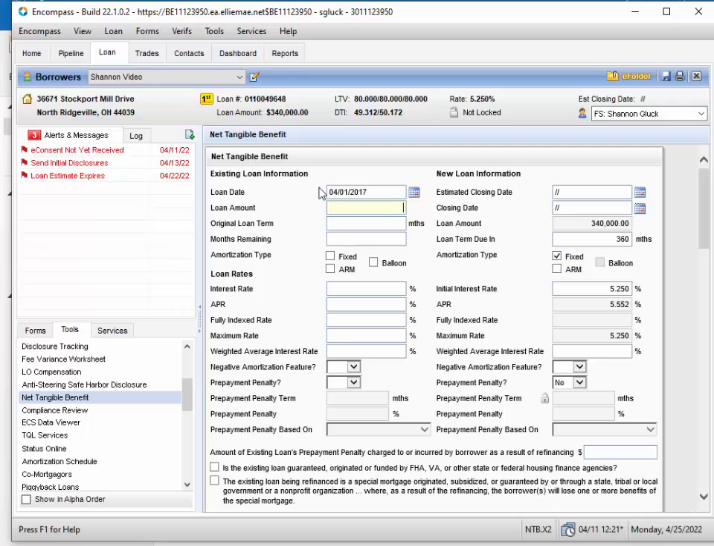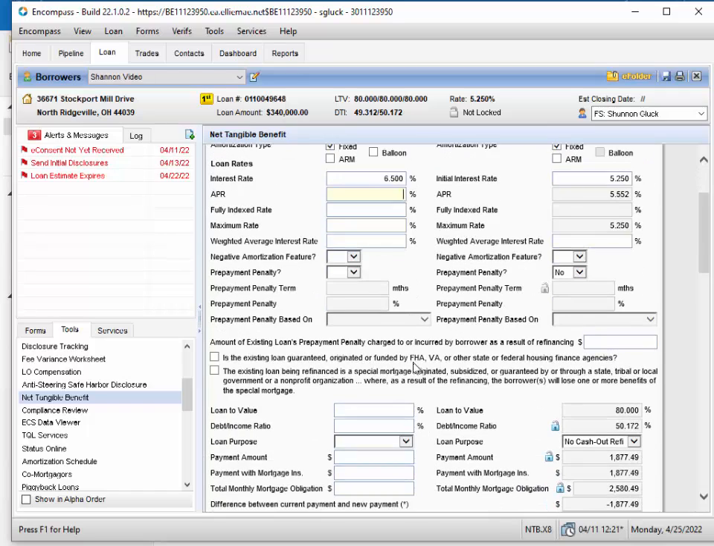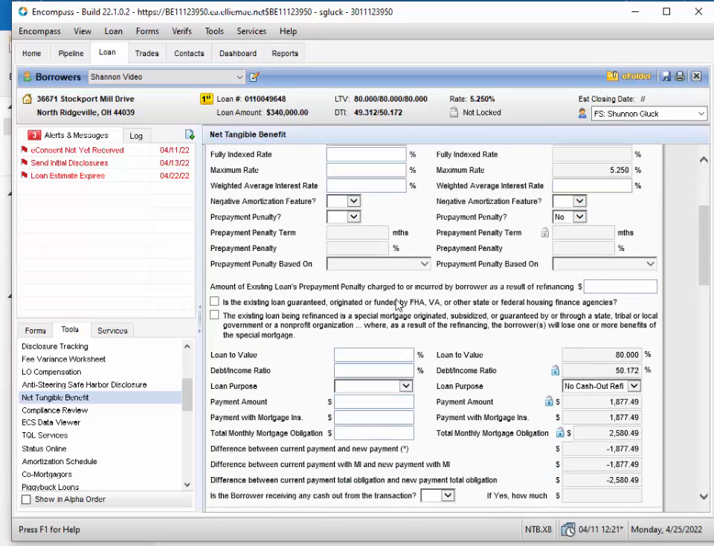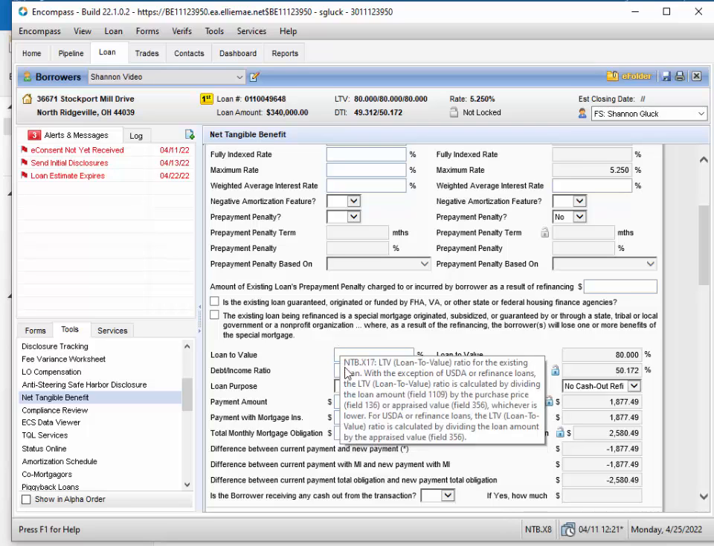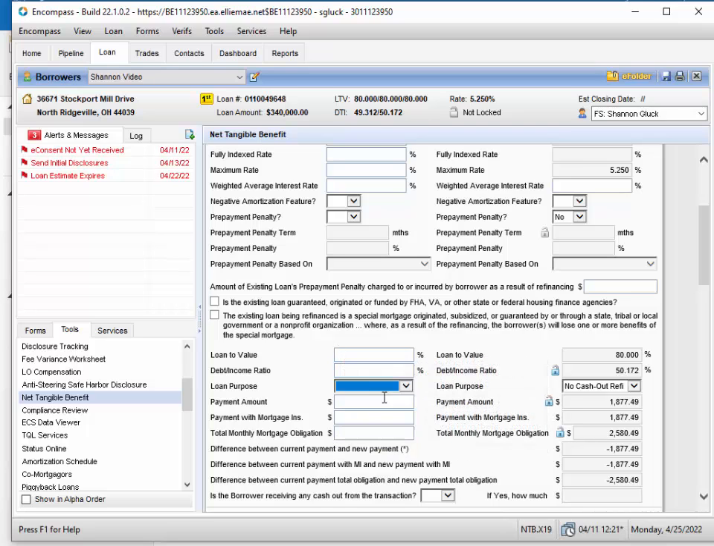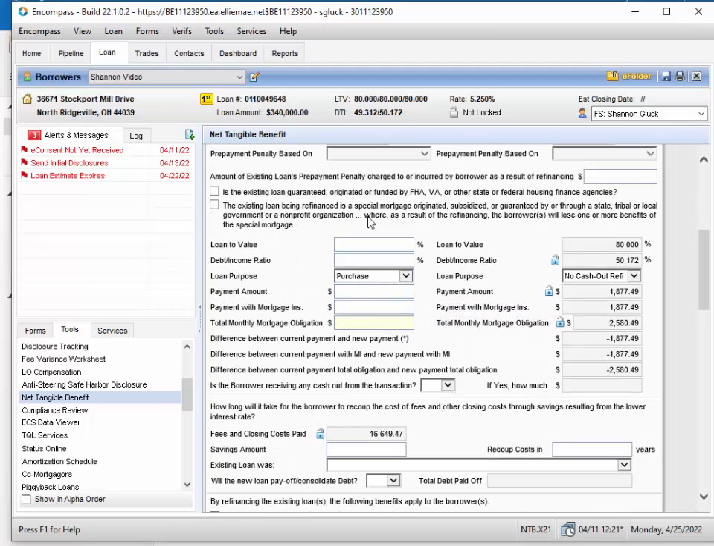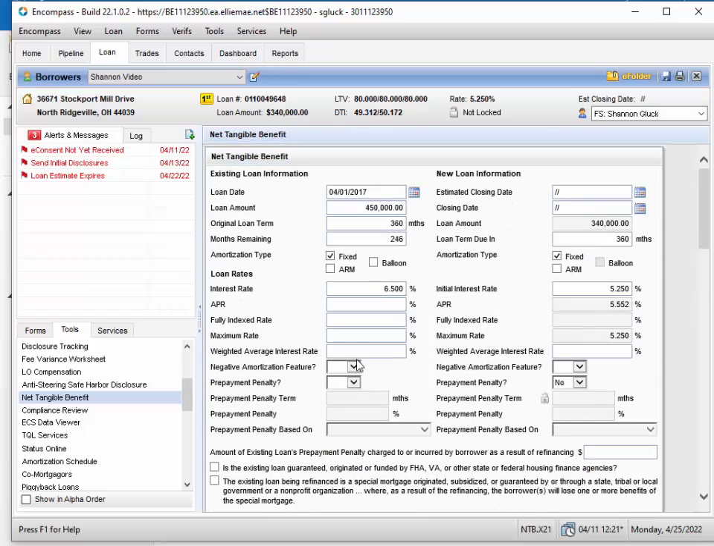Then you would enter the original loan amount. You would enter the original term, the months remaining, if it was fixed, what their interest rate was. And then you can answer any questions below if there was a prepayment penalty involved. And then down below here, you would need to indicate if it was an FHA or VA or if it had state or federal financing agencies involved. If you knew the LTV and the original loan purpose, if it was a purchase, what their payment amount, what their mortgage insurance, and what their total monthly obligation is. So you want to fill in all the information you can for the existing loan.